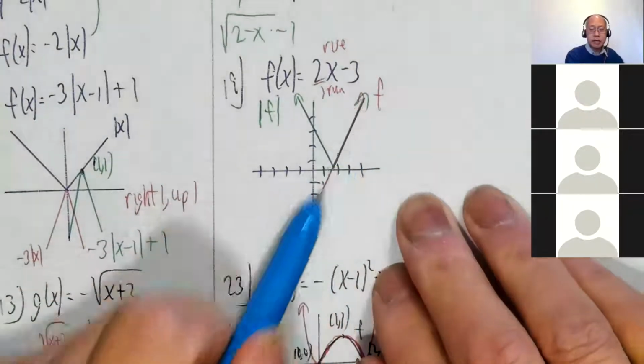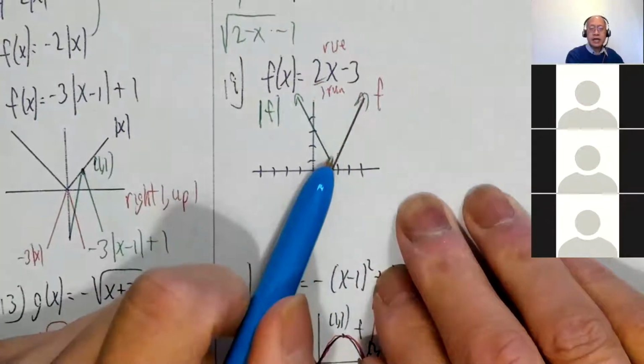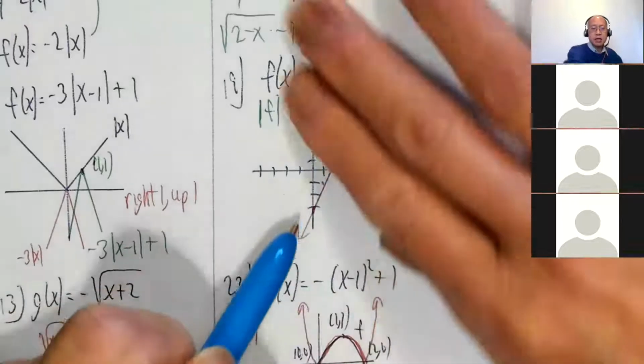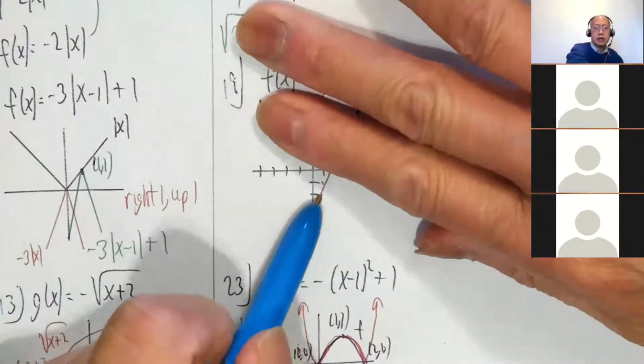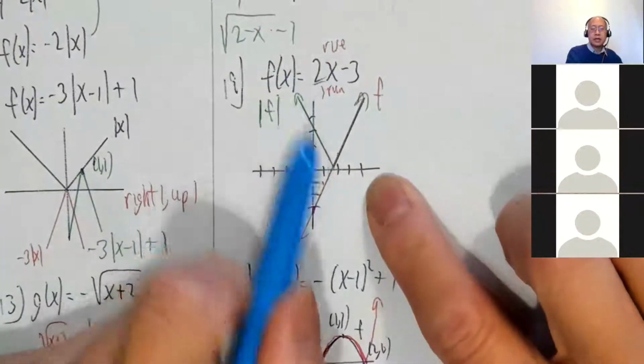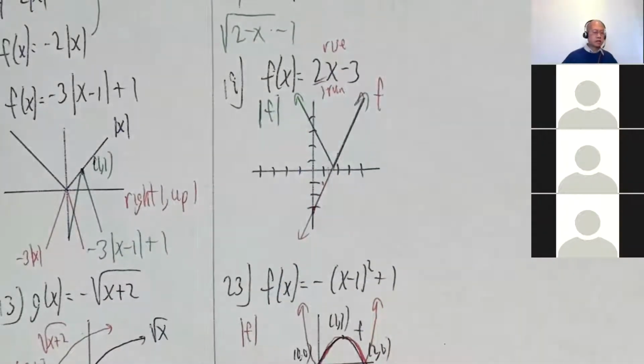Okay. So again, I take the original 2x minus 3. Anything above the x-axis stays the same. The part that's below the x-axis reflects across the x-axis and comes over here. So that's my shape.